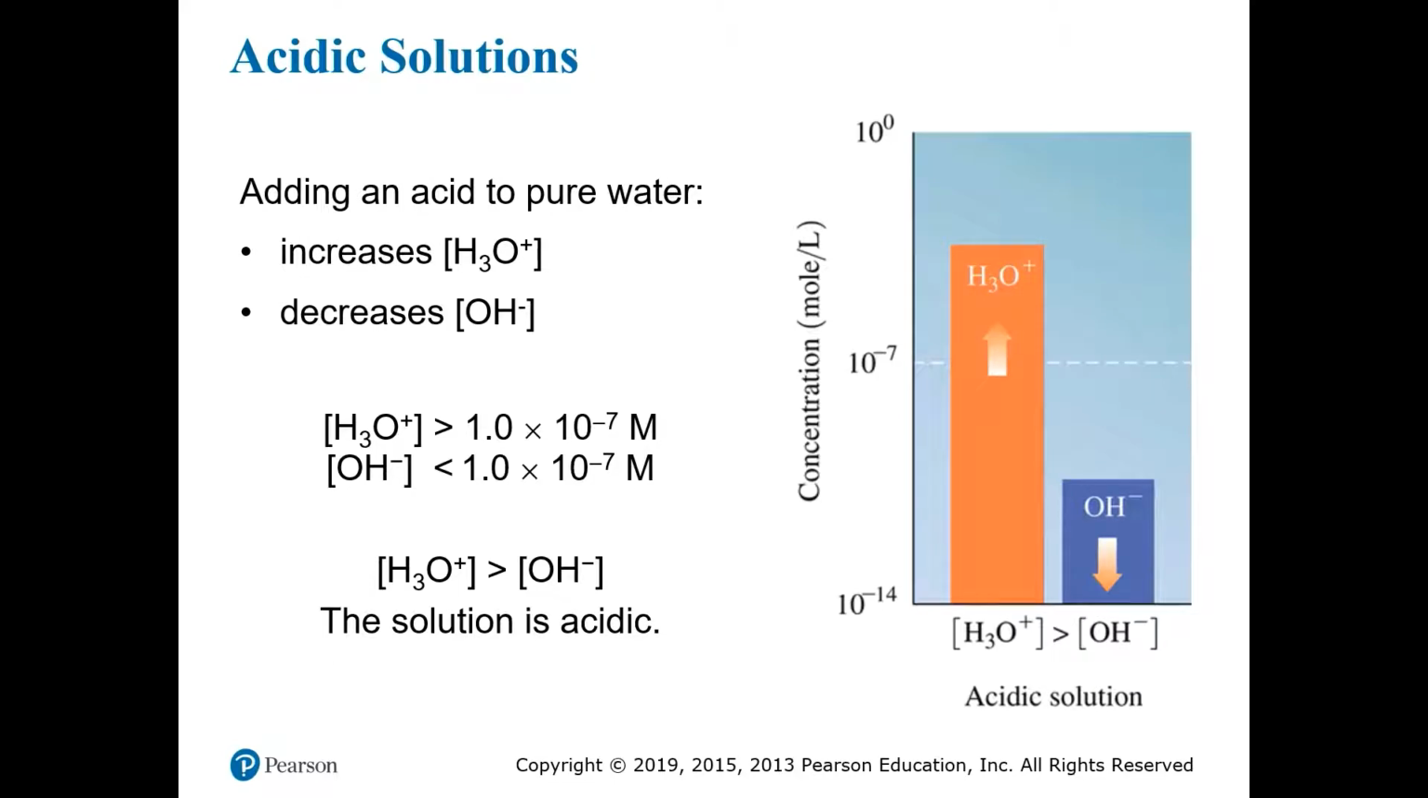When we add an acid to a water solution, this is going to disturb the balance between these two ions. Adding an acid is going to increase the concentration of hydronium, but that's going to decrease the concentration of hydroxide so that the product of the two, Kw, stays constant. This means that in any acid solution, the concentration of hydronium will be greater than 1 times 10 to the minus 7th, and the concentration of hydroxide will be less than 1 times 10 to the minus 7th.